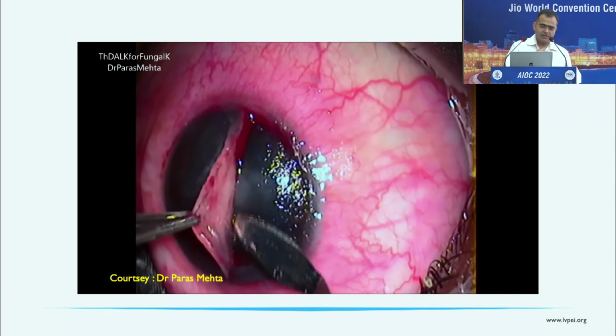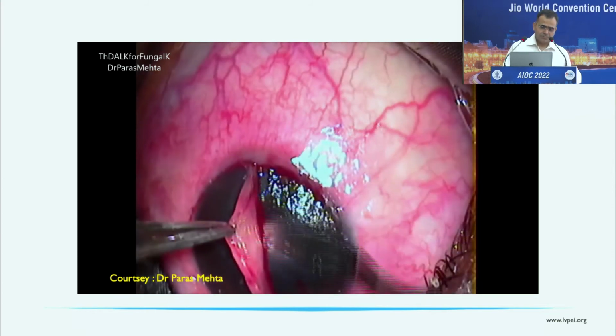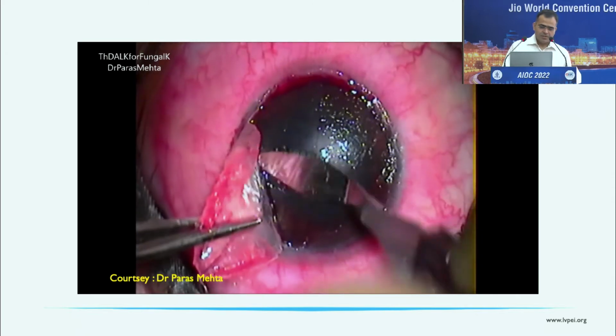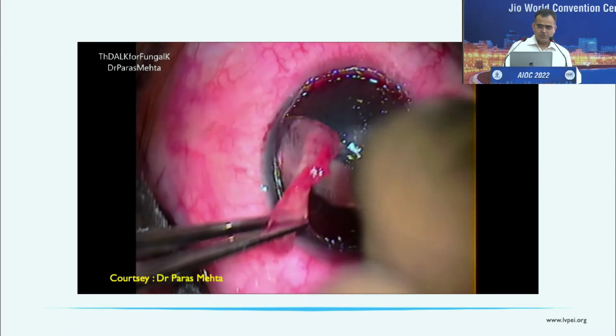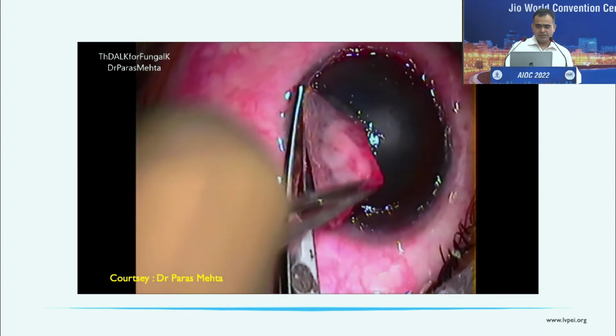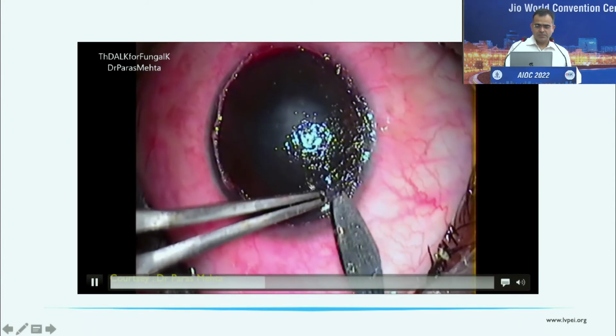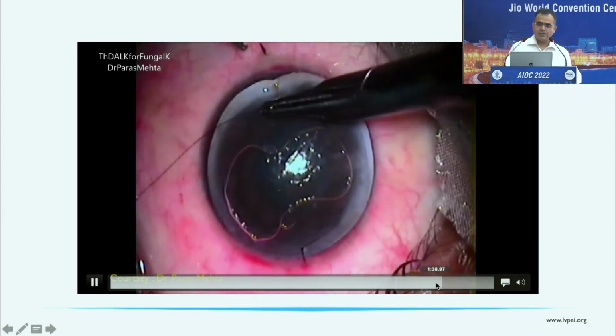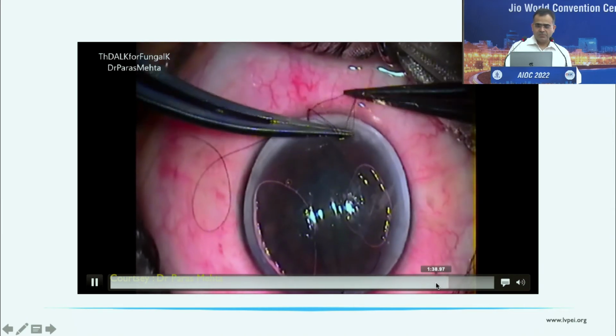But still, I suggest for beginners, or basically for all the people who are managing infections, not to take it as a first modality for performing DALK in fungus. So this case was lucky, and this patient was lucky, and did not get recurrence, but a very nice outcome and very diligently performed by Dr. Paras.